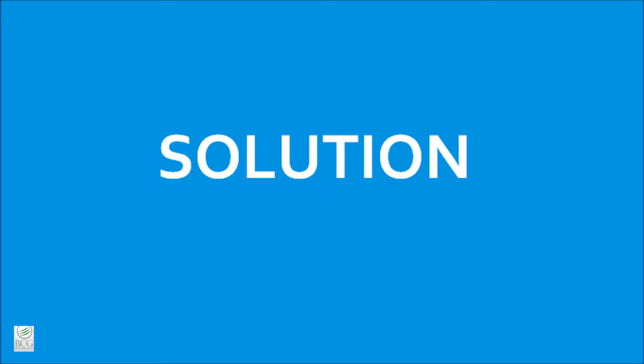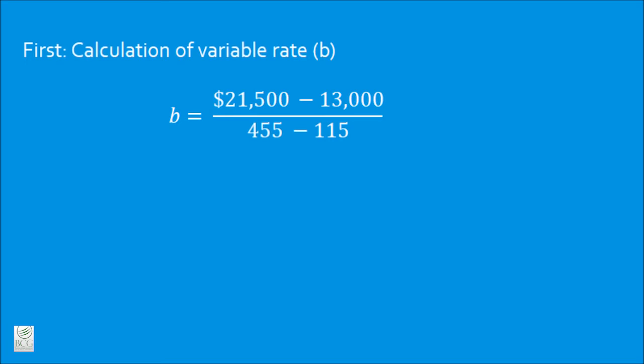Now the solution for the problem will be presented as follows. This will be a step-by-step process. So first, calculation of variable rate. As we know, the variable rate, or letter b, is similar to the slope, which is rise over run.